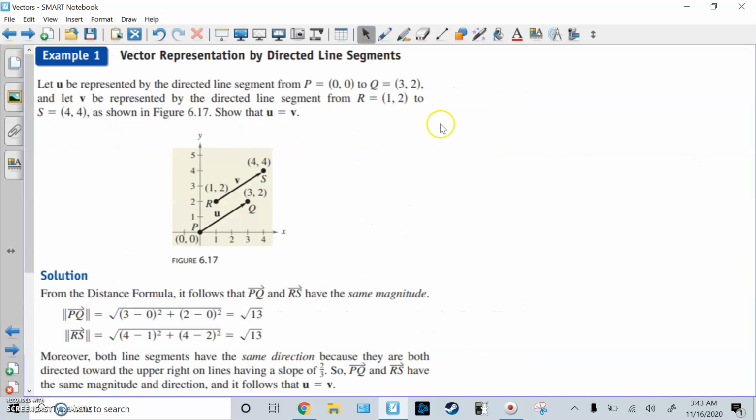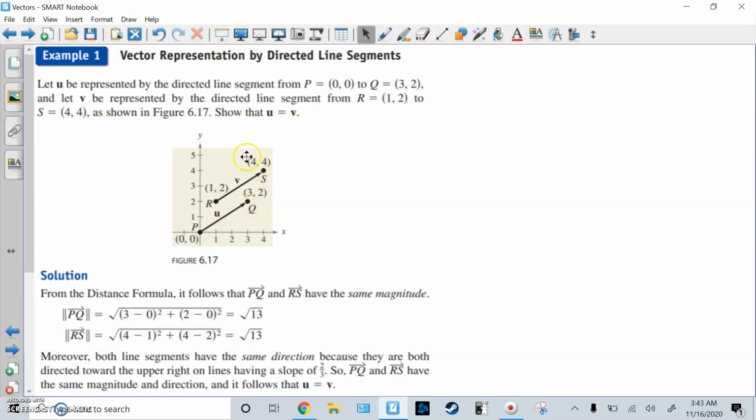So let's try a problem. Let vector u be represented by the directed line segment from P at (0, 0) to Q at (3, 2). And let vector v be represented by the directed line segment from R at (1, 2) to S at (4, 4). Show that those two vectors are the same.